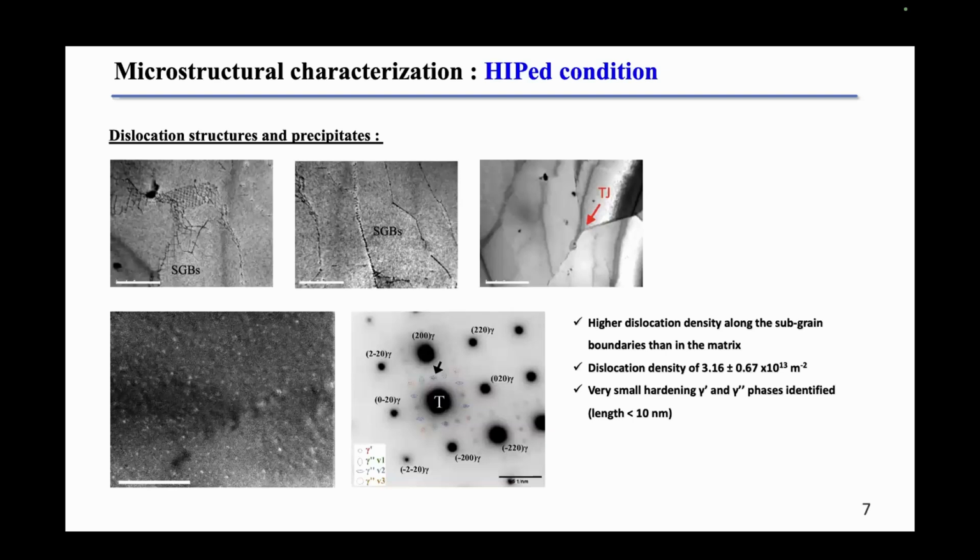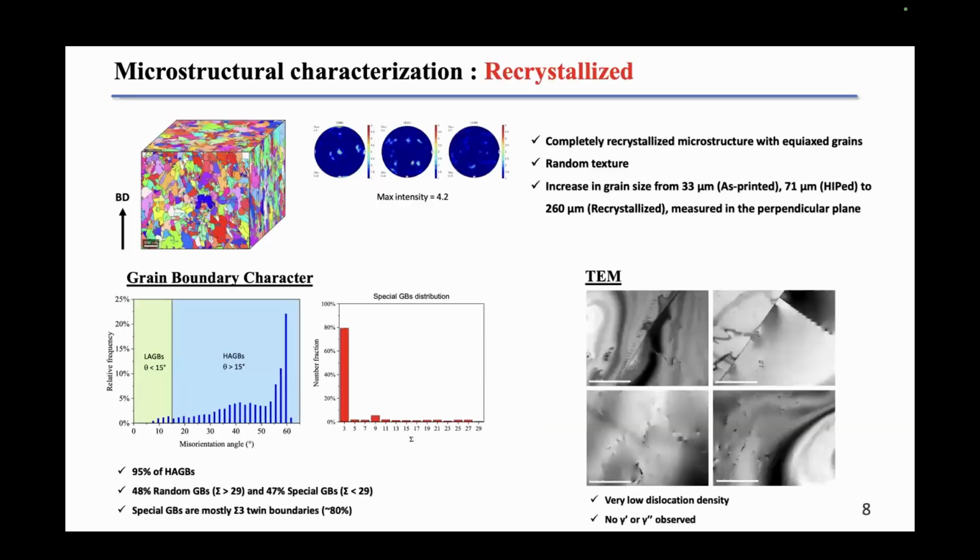So we don't see very well, but for dislocation structure and precipitates, we again have a higher dislocation density along the subgrain boundaries. And we have identified small hardening gamma prime and gamma double prime precipitates. For the last condition, now we have a completely equiaxed grain structure with random orientations. And now we have a very large increase in special grain boundaries, and almost all of them are coherent twin boundaries.